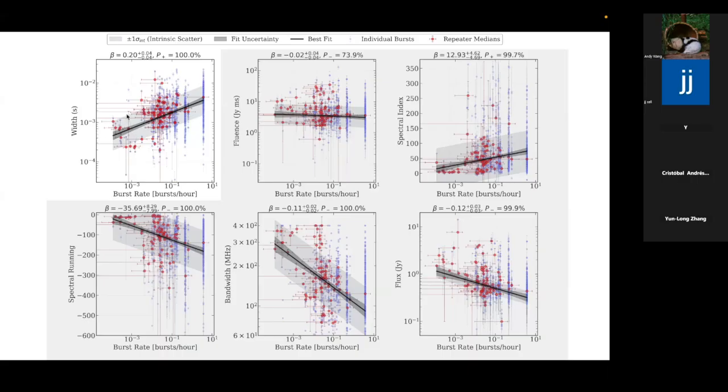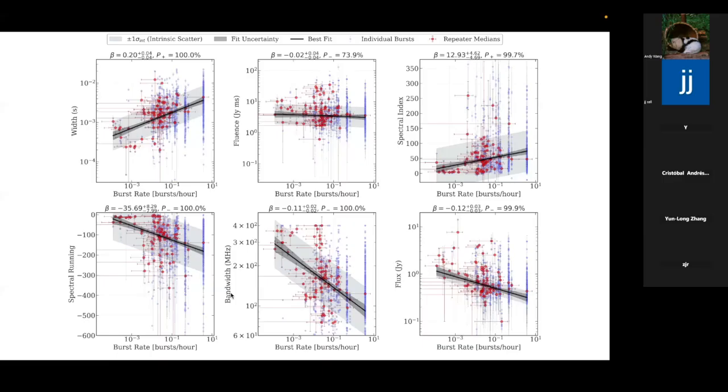Now, if you take a look at the values quoted over here, beta is the slope of the line along with the uncertainties, and the term next to it represents the probability of direction, which means the fraction of time the posterior of the slope was positive or negative. Here we can see that for parameters such as width, we do see a positive correlation. For parameters such as the spectral running and bandwidth, we see a negative correlation, and the same goes for the peak flux.